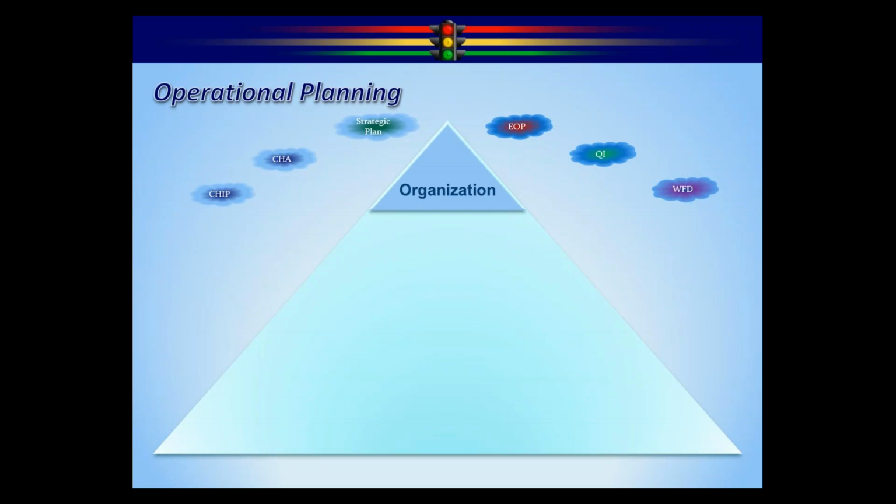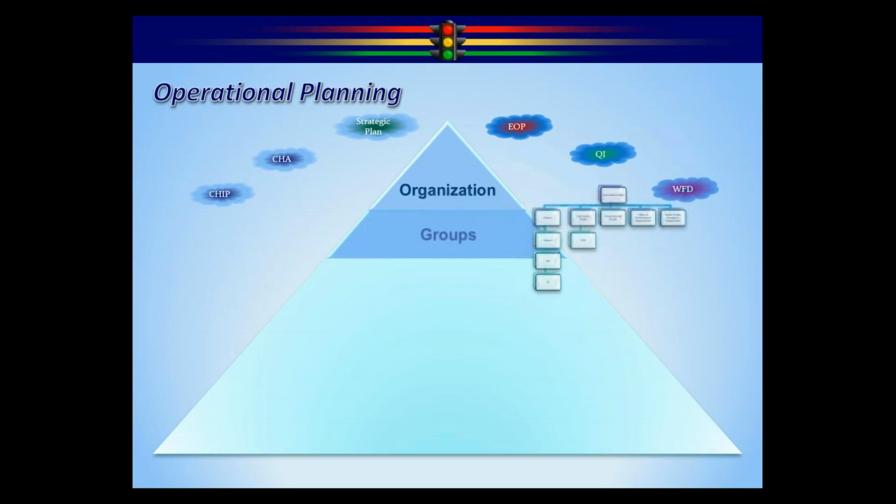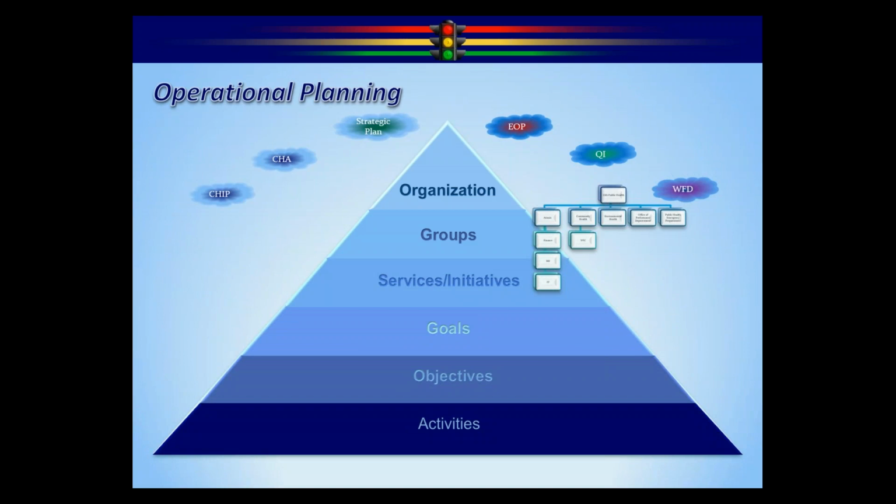That is symbolized here in the triangle or the pyramid, where at the top, that first tab, is your organization. The next tab you will see is your groups: your offices, your programs, could be your strategic plan, could be just a specific group for pathways, your QI, workforce development. Each group will have their own set of services and initiatives. Each service and initiative is going to have their own set of goals, objectives, and activities.